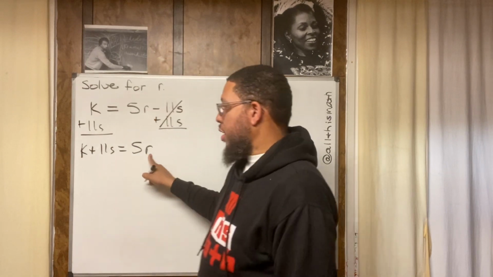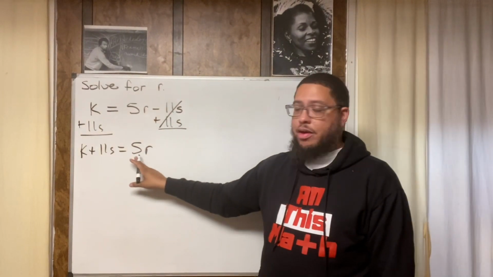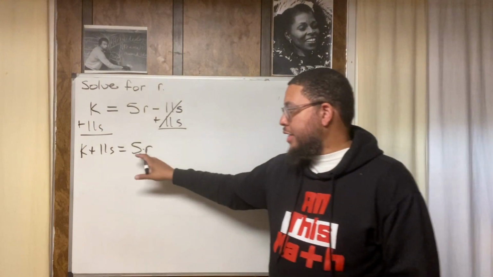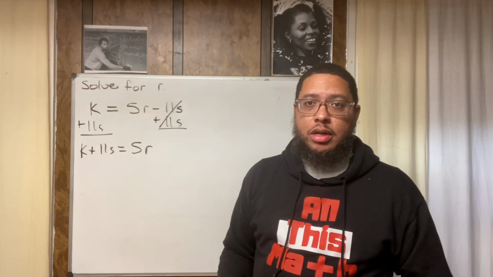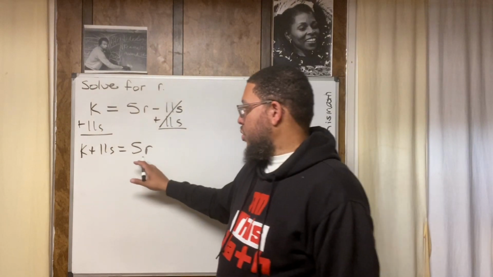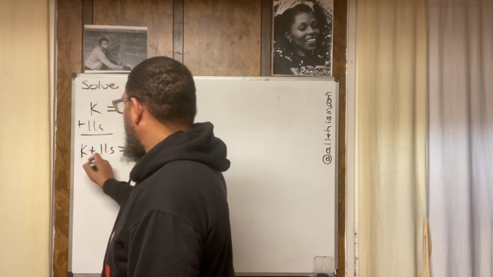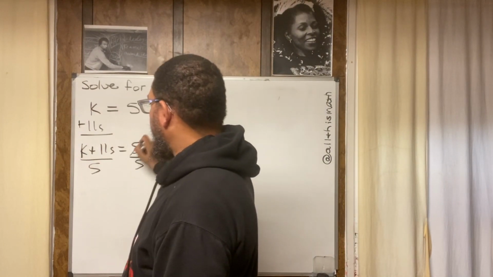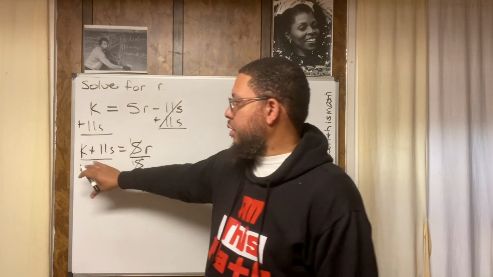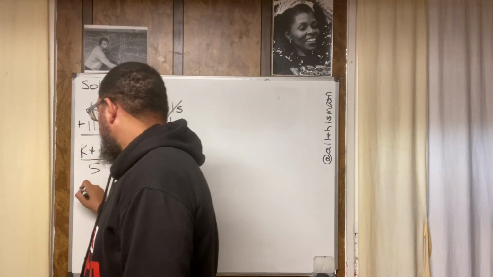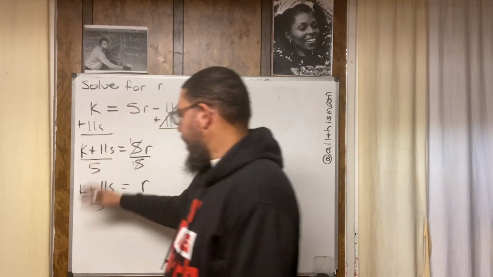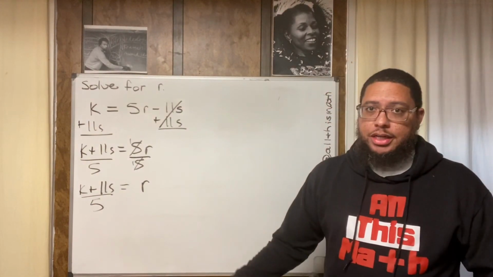Now, I'm trying to solve for r, so I need to get rid of 5. Now the question is how? I divide, because 5r means 5 times r. I always do the opposite operation to eliminate something when I'm solving an equation. So I divide this by 5, and I also divide this by 5. 5 divided by 5 is 1, so this leaves us with just plain r. And all of this over here doesn't change. It's just going to be k plus 11s over 5. And that's what we got. That's our final answer.